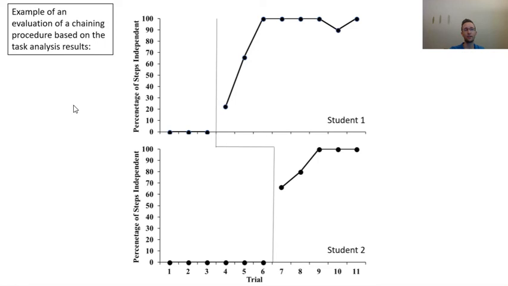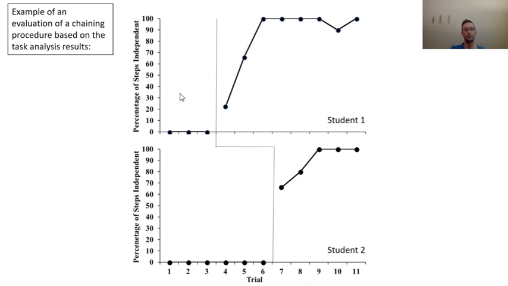Here's an example of an evaluation of a chaining procedure based on the task analysis results. So in other words, this is an example of using rigorous progress monitoring, data collection, and graphing in the evidence-based practice of ABA to evaluate an intervention focused on teaching the behavior chain of brushing teeth based on the results of a task analysis. It's a multiple baseline design across students, student 1, student 2, and the y-axis reads percentage of steps independent. X-axis is trials.